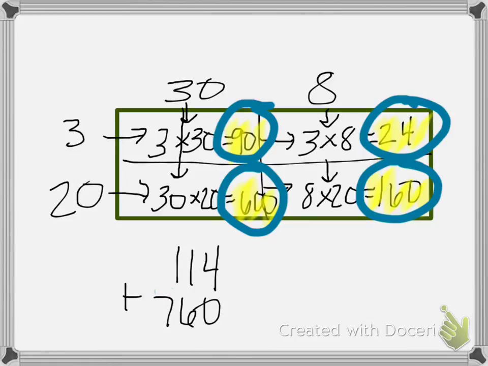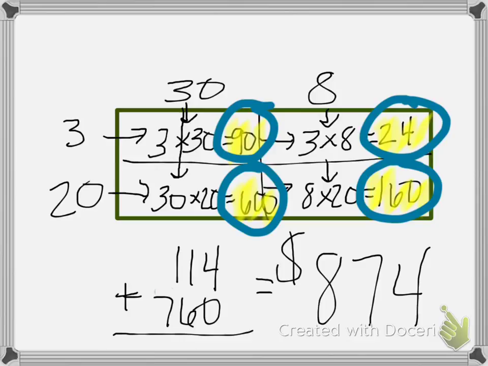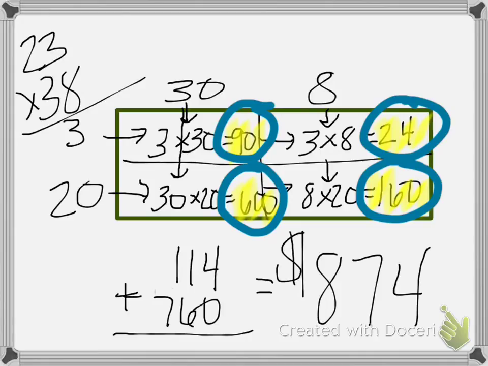760. These are my two partial answers. All I need to do is add them together. So I have 760 plus 114, and I get 874. And remember, it's dollars. So we just did the exact same problem of 23 times 38, except we drew it out. Anyway, whichever way you prefer is the way I would like you to do it.